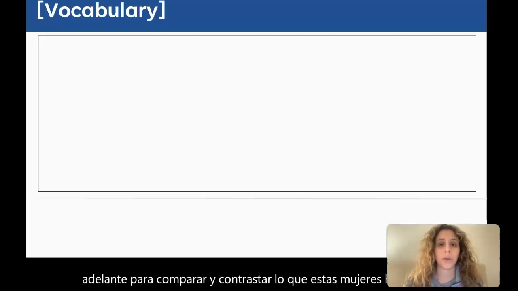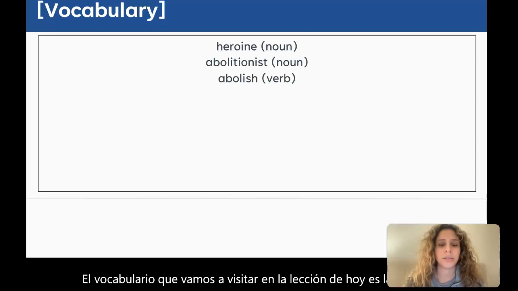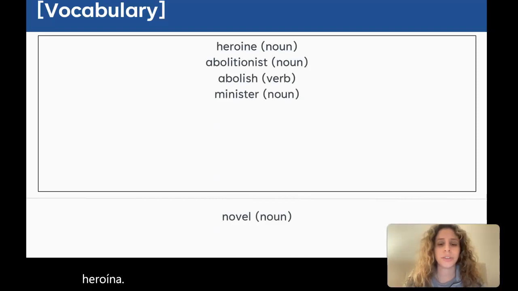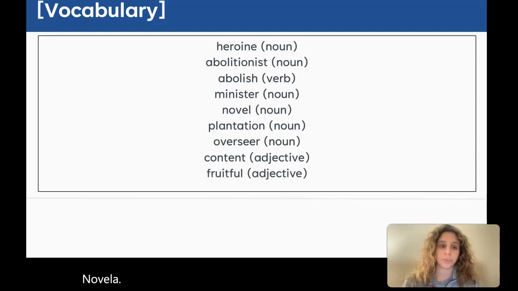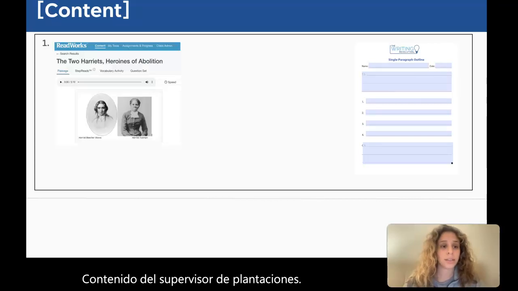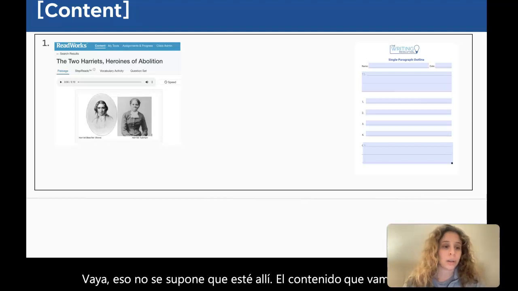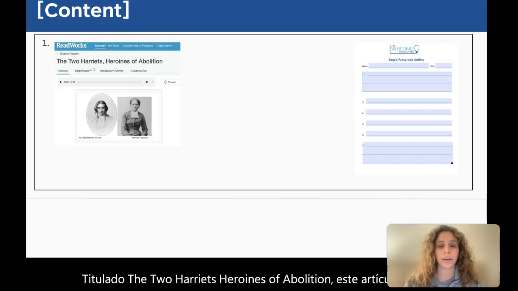The vocabulary that we are going to visit in today's lesson is heroine, abolitionist, abolish, minister, novel, plantation, overseer, content, fruitful. The content that we're going to be visiting today is number 1, the article titled The Two Harriets, Heroines of Abolition. This article can be found in ReadWorks or it can be found as a hard copy.